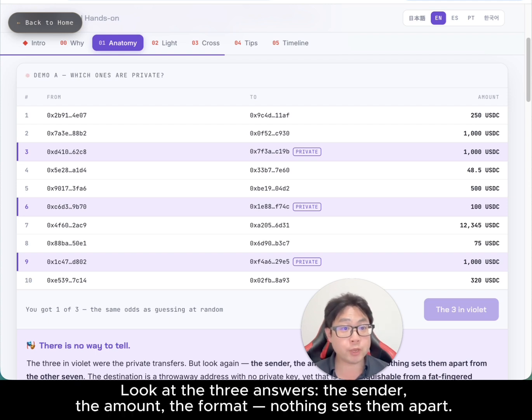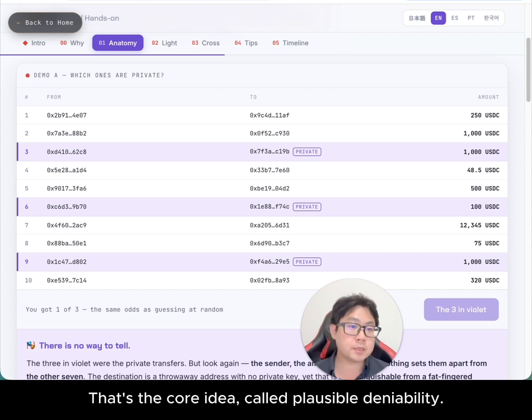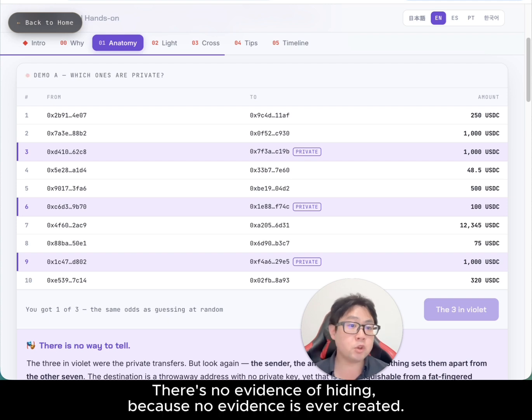Look at the 3 answers. The sender, the amount, the format. Nothing sets them apart. That's the core idea called plausible deniability. There is no evidence of hiding because no evidence is ever created.